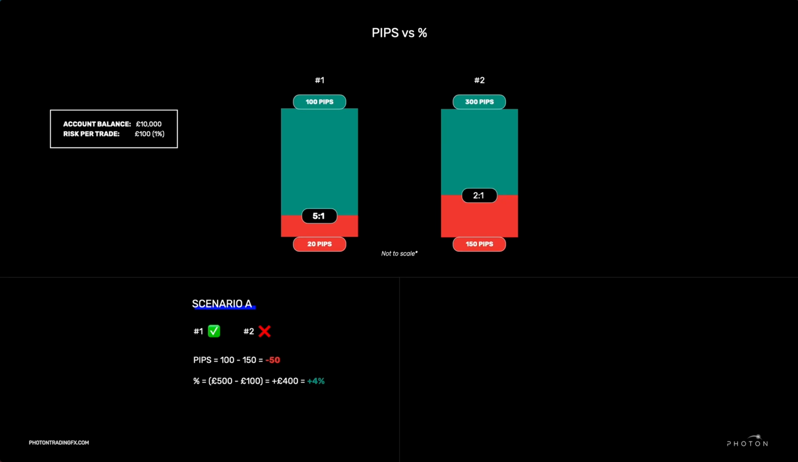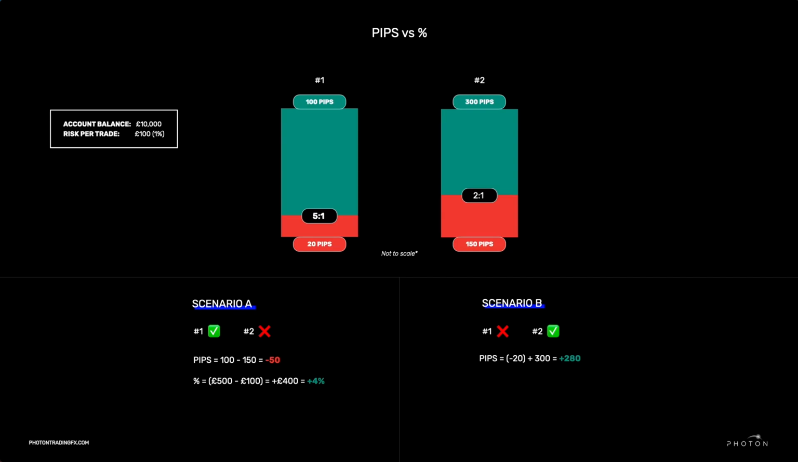Now, in the second scenario, in scenario B, this time you lose the first trade, but you win the second. So how many total pips do you win or lose? In the first trade, your price hits your stop loss and you lose 20 pips. You win the second trade and price hits your profit target and you bank a massive 300 pips. So therefore, 300 pips minus your 20 pip loss is a really nice 280 pips net profit.